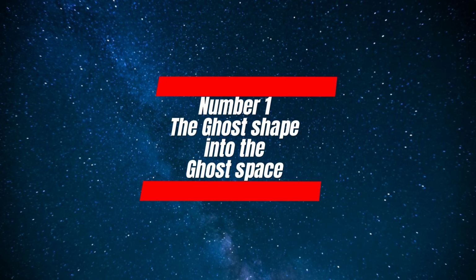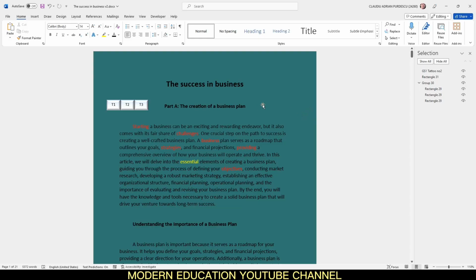Number 1. The ghost shape into the ghost space. So my friends, we are now at the moment in which I'm going to finally reveal to you the candy on top of the cake. No more activation and deactivations of the buttons of the ghost shape and of the styles when you want to switch between the electronic version and the printed version. And no more other complicated things. Here you just insert the shape, create the link, and put that shape into the ghost space, and voila, job done. Very easy, very quickly, and no other settings are required.